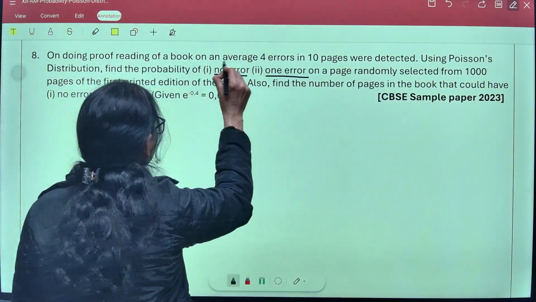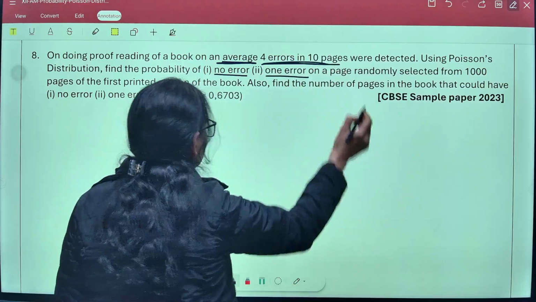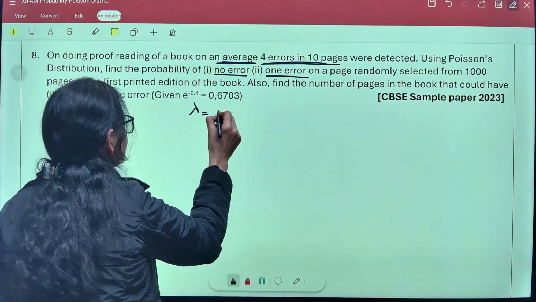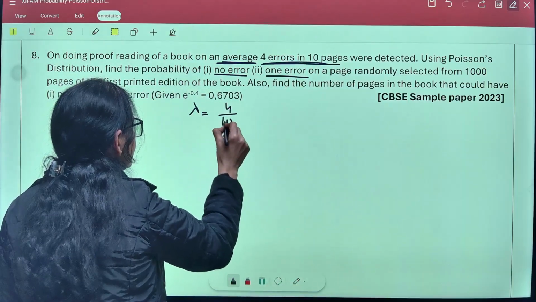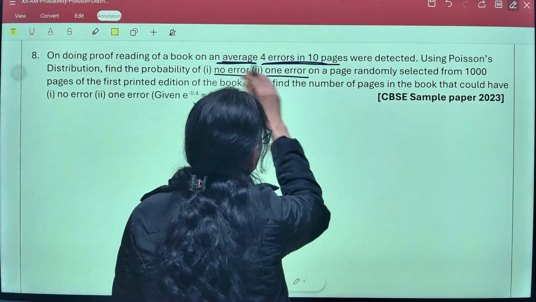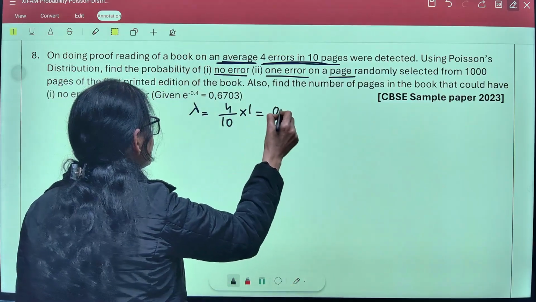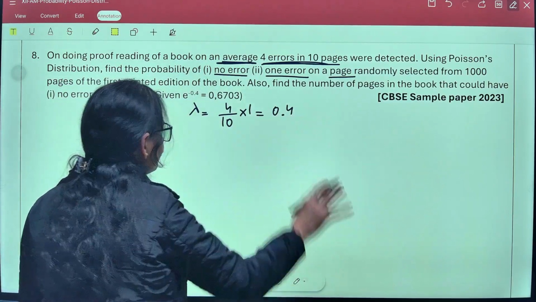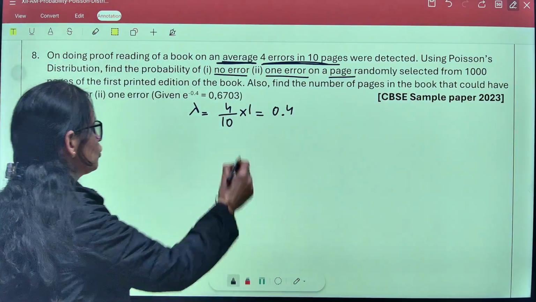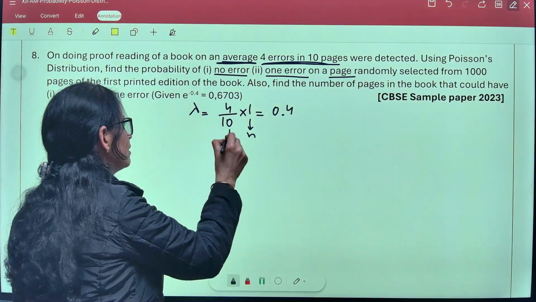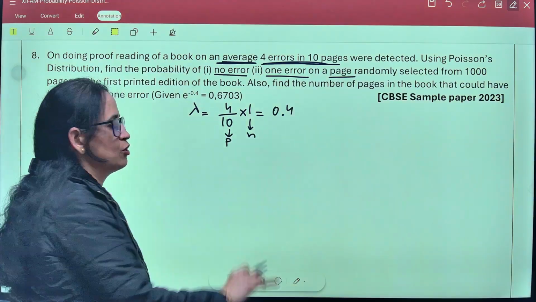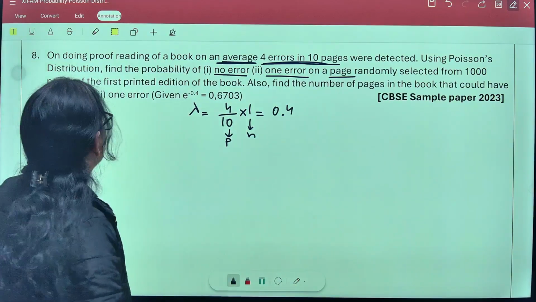But what is given? On an average, 4 errors in 10 pages. That means lambda is 4 upon 10. And you need to find all these probabilities for a single page. So that is into 1, and that gives you the value of lambda as 0.4 only. So this is basically n and this is p. Product of these two gives you the value of lambda.